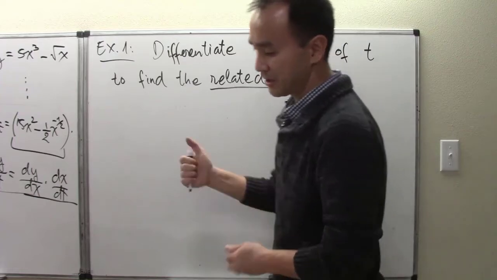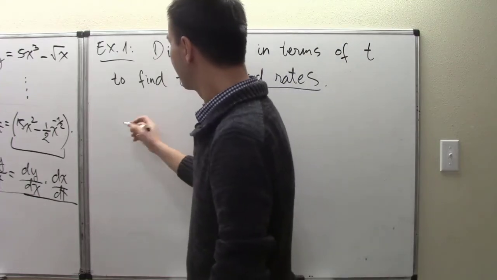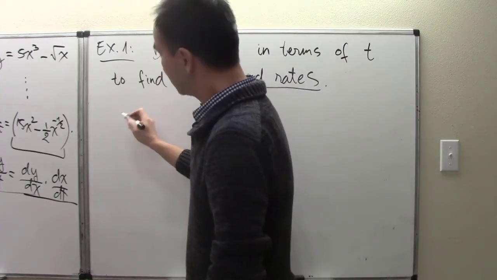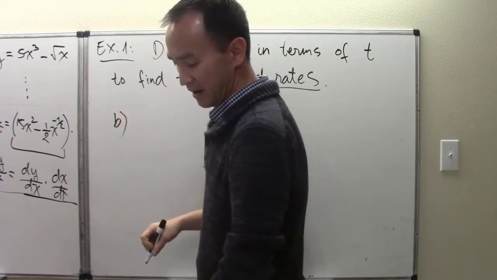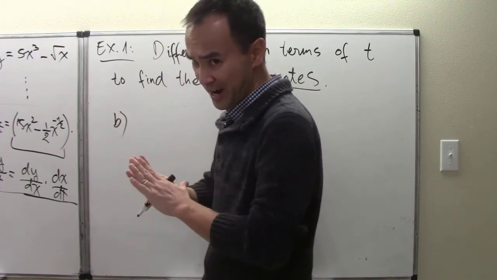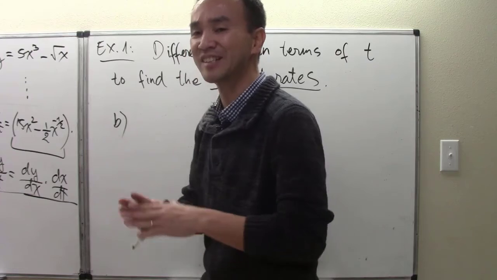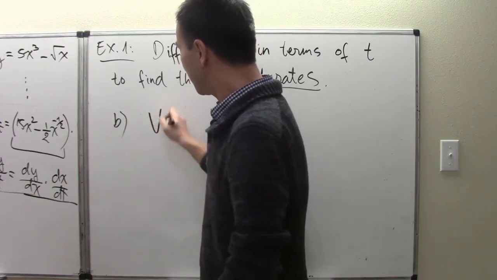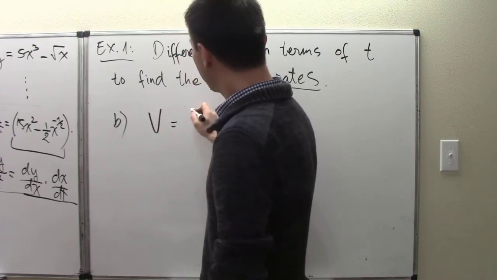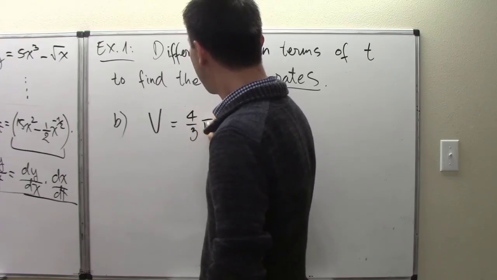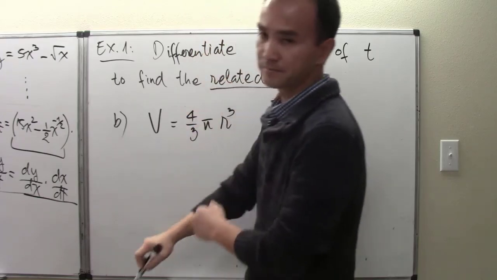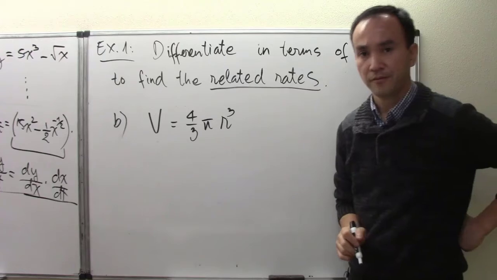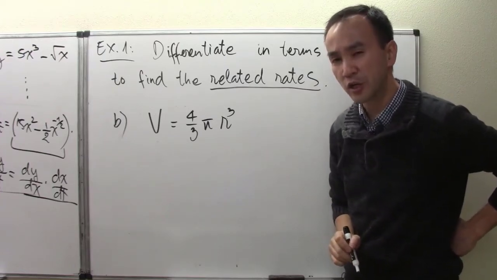All right, so let's look at part B of our example. Now I'm going to point out another equation. Right at the start, everything you have to see here is an equation. So how about V is 4/3 pi r cubed.